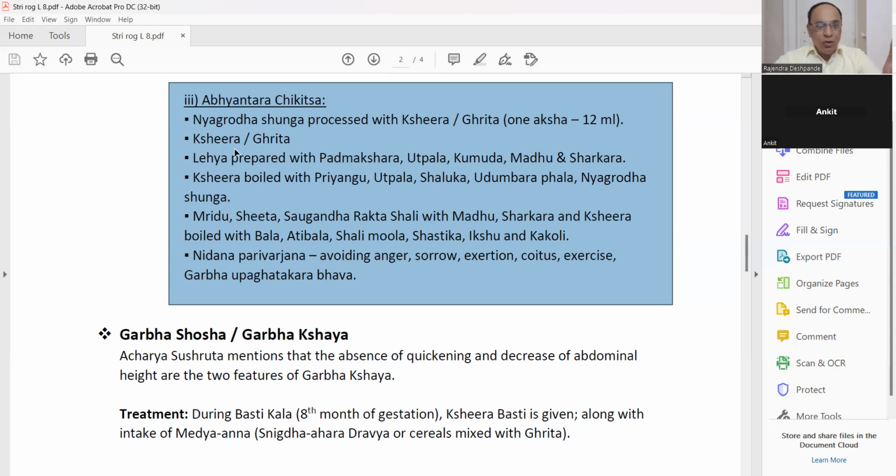You are giving this very good treatment: Nagrodha, Shunga, Kshira, Ghrita, medicated milk, everything. But the lady is every day eating vada pav with chili. Garbhasrava, Garbhapat will not stop. It will happen. So, Sankshepataha Kriya Yogo means Chikitsa, Nidana Parivarjanam. Stop the possible causative factors.